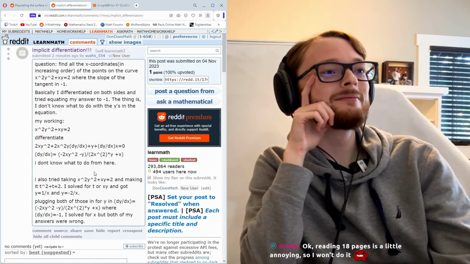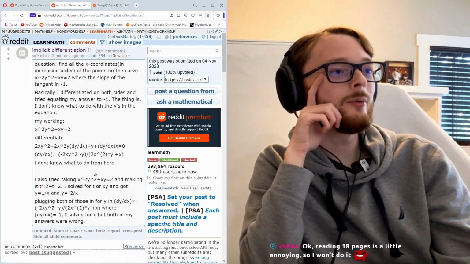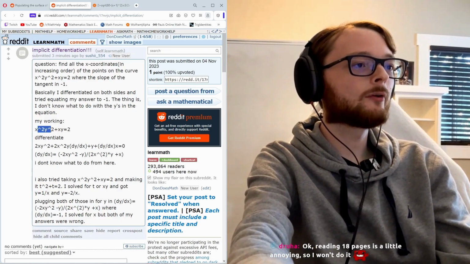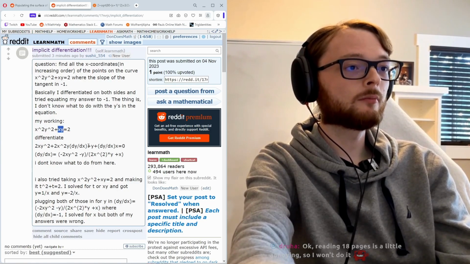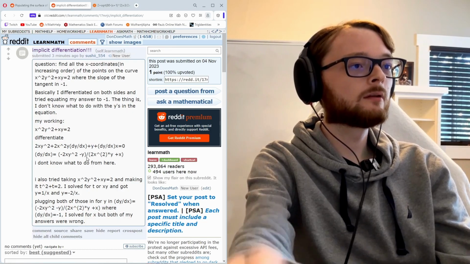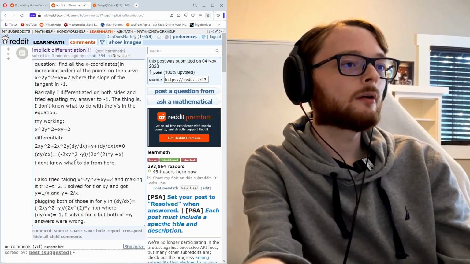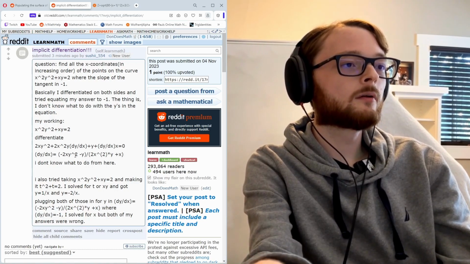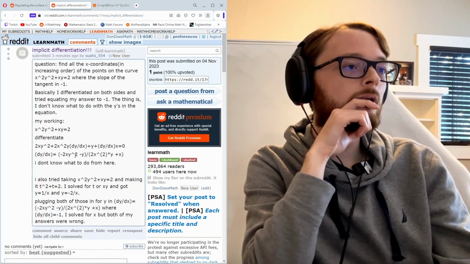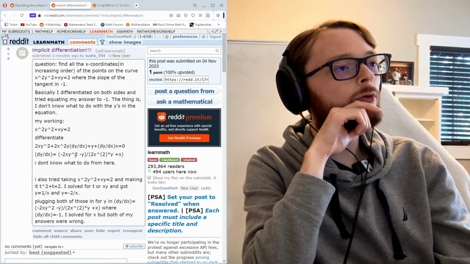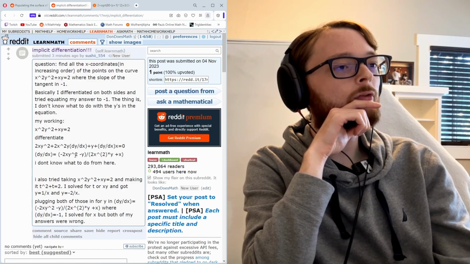Differentiate both sides. Try to equate my answer to -1. They know what to do with the y's in the equation. So they do product rule on this term. They applied the product rule correctly there. Product rule on this term, they did it correctly there. Solved it for dy by dx. The numerator looks perfect. The denominator should be 4. No. It looks good too.